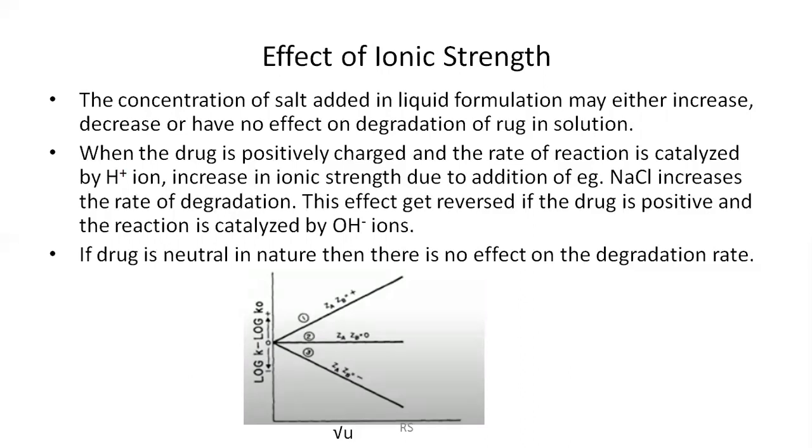So charge on the drug is basically responsible for any increase or decrease or having no effect on the rate of degradation of the reaction. Here in this graph, you can see that the first line is representing the positive type of charges. The second line, which is a constant linear line, represents a neutral type of drug. And lastly, we have a drug which is having a negative charge on its surface.